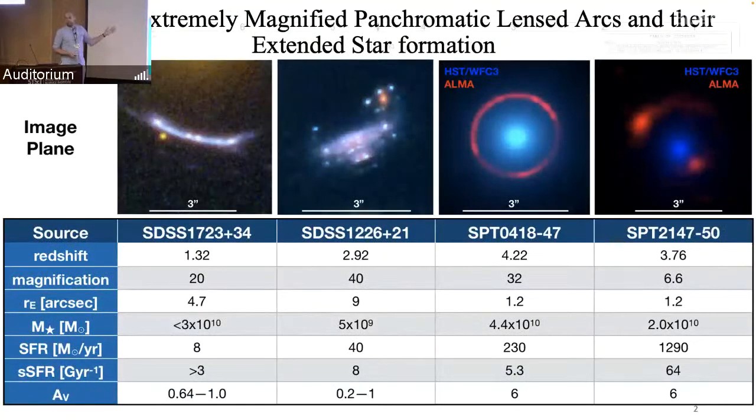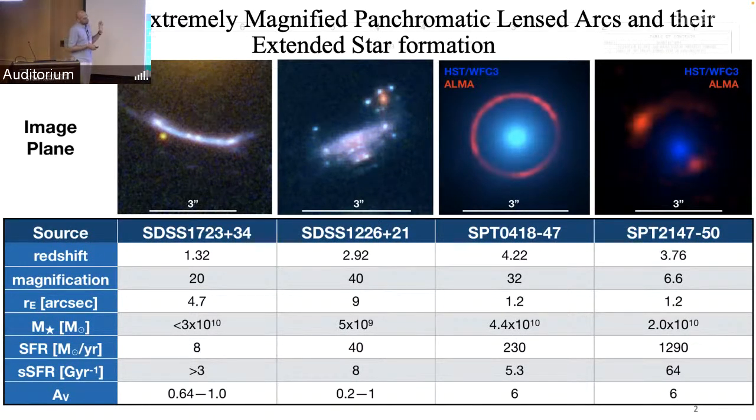So this is our sample, just a full form of TEMPLATES. It's targeting extremely magnified panchromatic lensed arcs, and they are extended star formation. I didn't come up with it, but it's really useful that the main idea was for these 4 galaxies to be templates for all other future cycles and people to have a template spectra. So we are very heavily focused on spectroscopy.